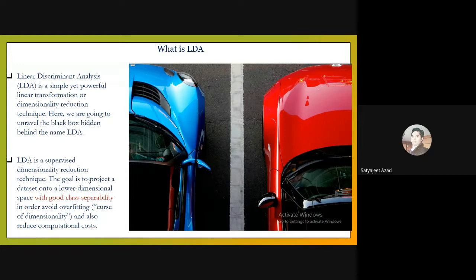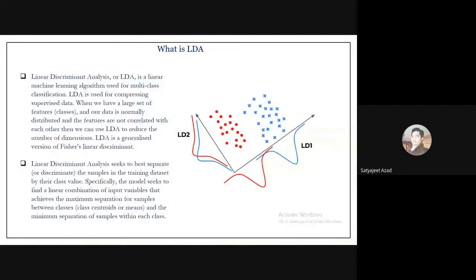LDA is basically a supervised dimension reduction technique. The goal is to project a data set onto lower dimensions with good class separability in order to avoid overfitting. Let me show you one of the visuals, then you will understand what I'm trying to say. Class separability: how they are going to separate the classes. Linear discriminant analysis is a linear machine learning algorithm used for multi-class classification. In logistic regression, most of the time we deal with binary classification, but in LDA, if you have more than 2 classes, we can easily apply it.